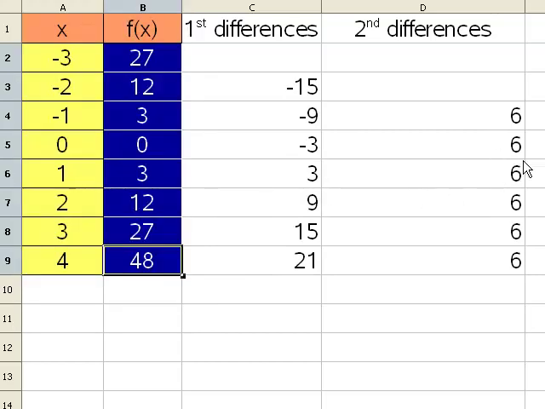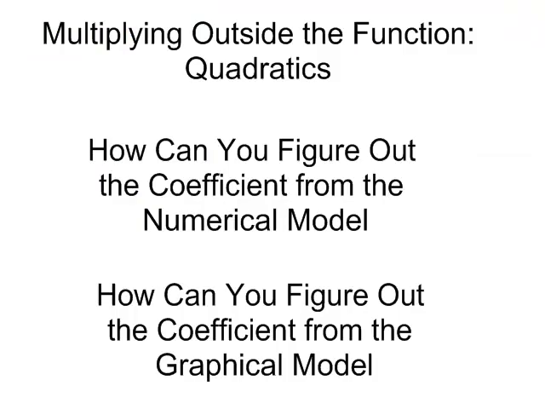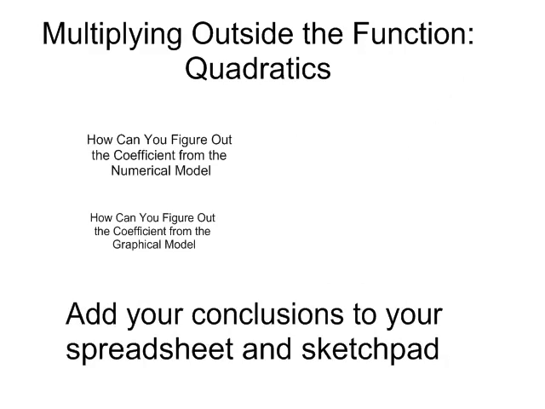Oh, the second differences have changed. So look at the first and second differences. So the question is, how can you recognize that number, or the coefficient, when you're looking at the numerical model? And how can you figure out the coefficient when you're looking at the graphical model, when you're looking at that parabola as a graph? And so when you're done that, just add your conclusions to your spreadsheet and your Sketchpad file.